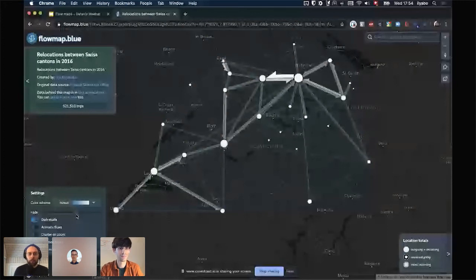So in Flowmap Blue, I really try to focus on geographic data. But maybe I thought of adding an option to switch the layout to a certain graph layout, forgetting about the geography. So we could look at the data in a non-geographic representation with a proper graph layout, which would reduce the problem of the short flows, for instance.